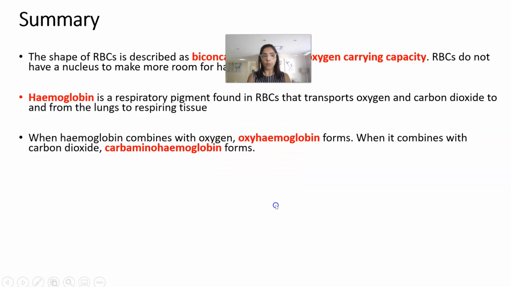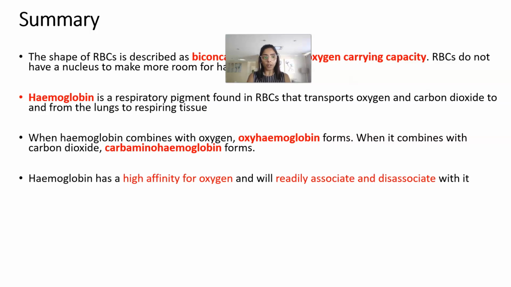We also know that when oxygen combines with hemoglobin, we form oxyhemoglobin, and when carbon dioxide combines with hemoglobin, we form carbaminohemoglobin. Key point about hemoglobin is that it has a high affinity for oxygen, which means that it always wants to bind with it. However, another really useful property is that it will readily dissociate from hemoglobin. So oxygen will associate and dissociate from hemoglobin when necessary.